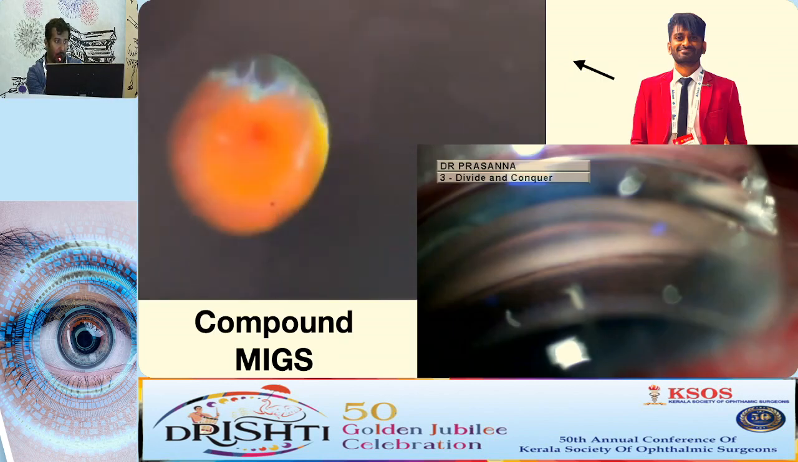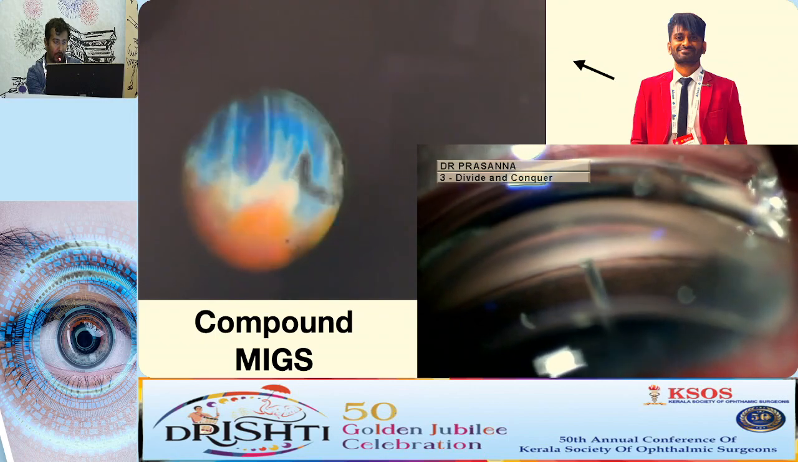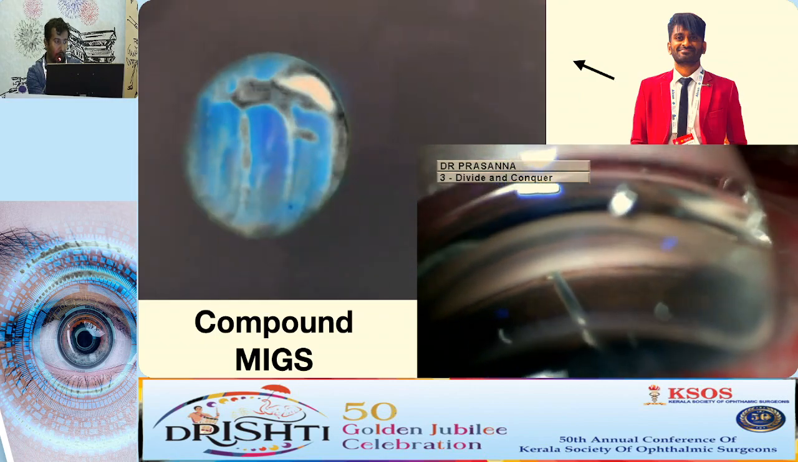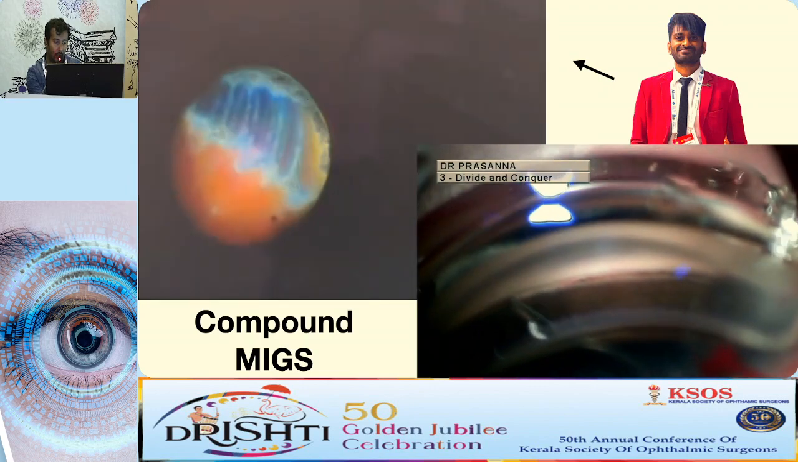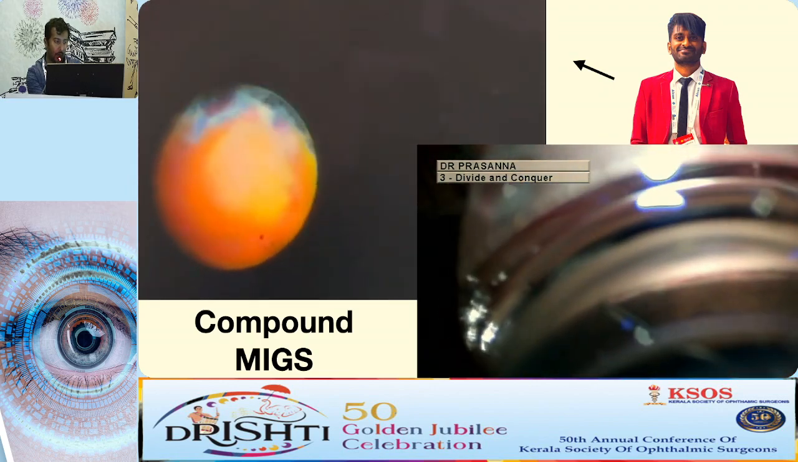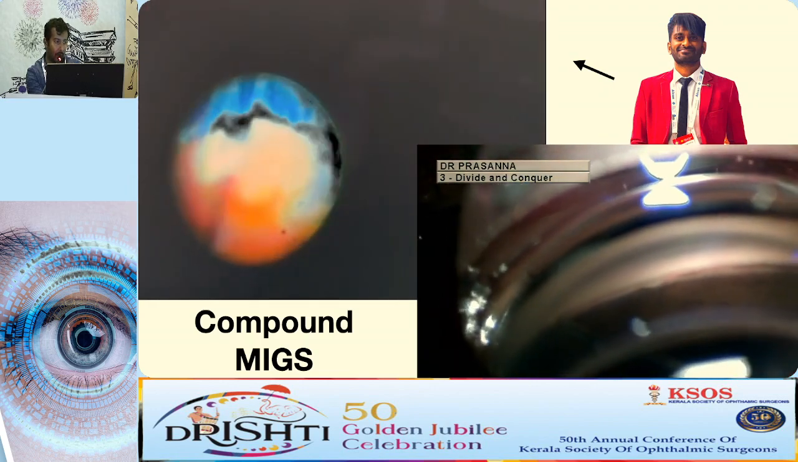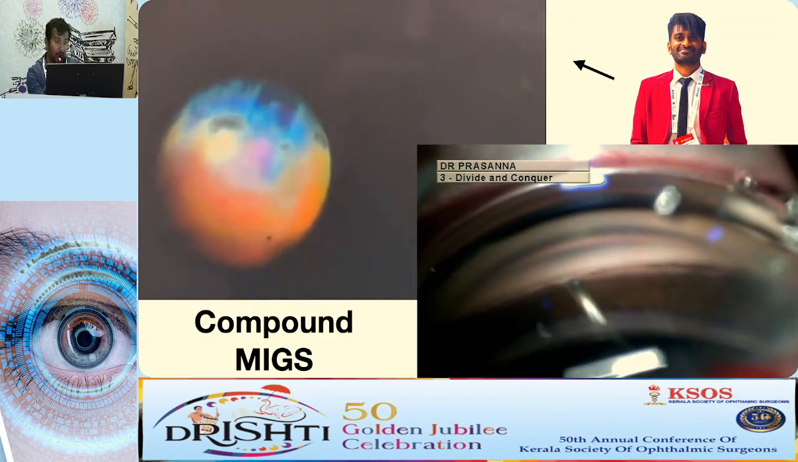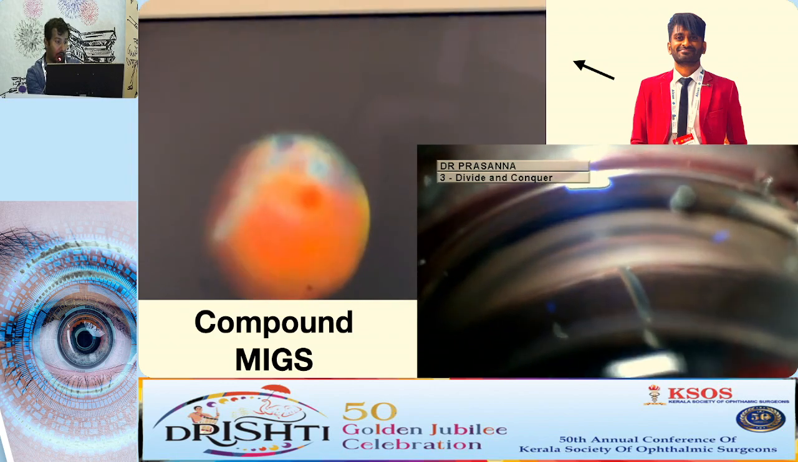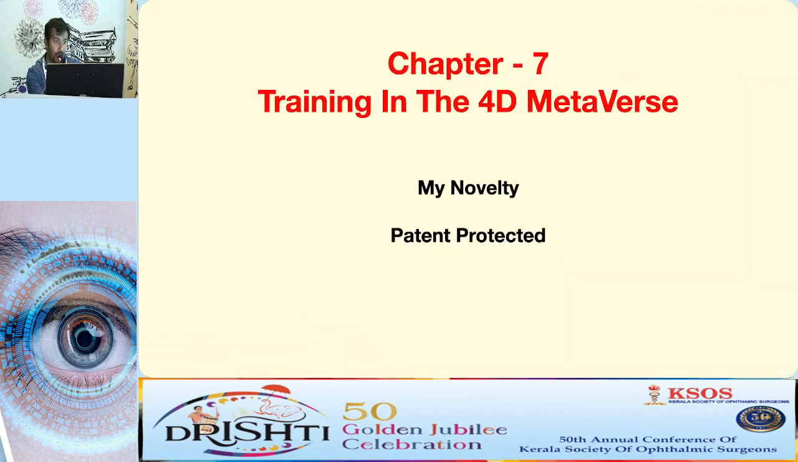So this is the compound MIGS surgery which Dr. Prasanna had attempted. He had put ECP, and also he had done a KDB, Kahook Dual Blade, for the trabecular meshwork. So that would give a much better combined IOP reduction, maybe probably even as good or better than trabeculectomy, since we are tackling the aqueous production as well.